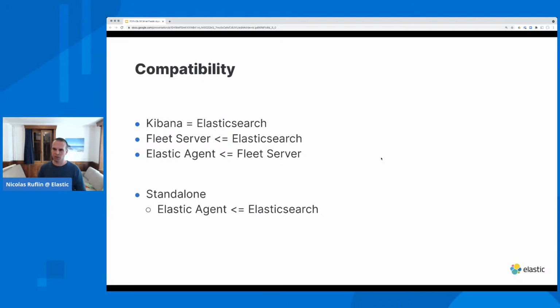Quick note on the compatibility, as we have 4 components. Kibana and Elasticsearch should always be on the same minor version. Of course, Elasticsearch is upgraded first, so you're going to go to the next minor first, but Kibana should follow. Elasticsearch should always be newer or equal to Fleet Server, and the Fleet Server must be newer or equal to Elastic Agent. So you kind of have a chain or a tree of dependencies.